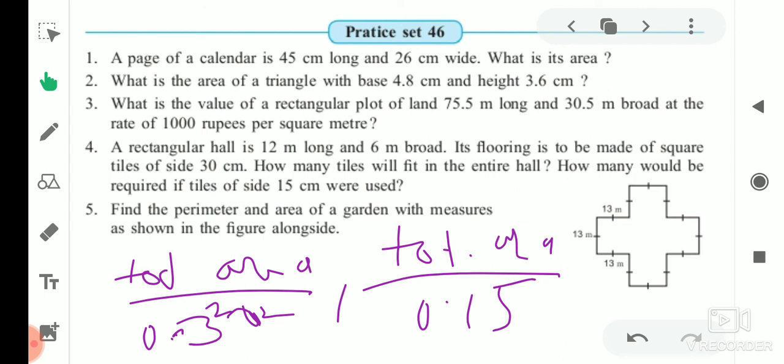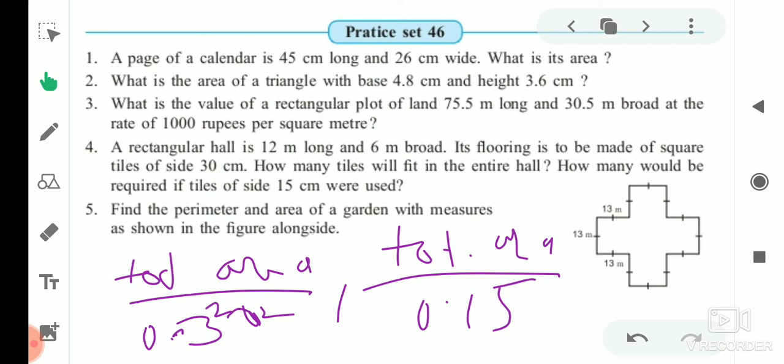Okay, so perimeter is the sum of all the sides of a given figure. So perimeter will be equal to 13 plus 13 plus 13 plus 13 plus 13 plus 13 plus 13 plus 13 plus 13 plus 13 plus 13. Okay, so this will be the perimeter of the garden.